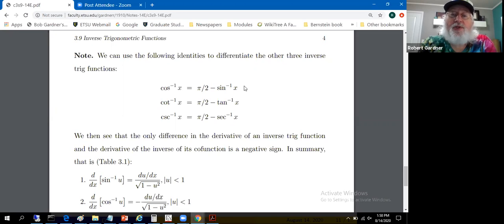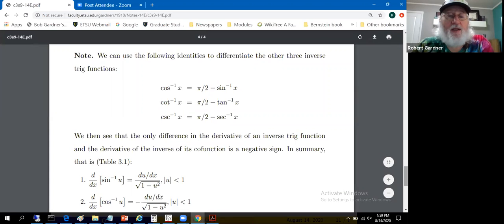These relationships then tell us if we're going to differentiate these three, we may as well just differentiate this right-hand side. The derivative of these constants, that's all zero. We pick up a negative sign, and then we have the derivative of the inverse cofunctions. So the only difference in the derivative of an inverse trig function and the derivative of the inverse of its cofunction is the negative signs that are going to pop up right there.